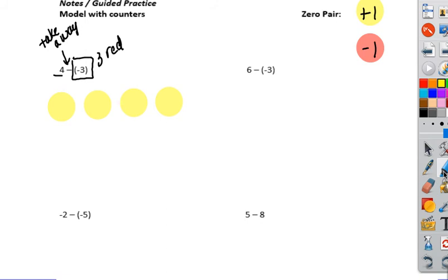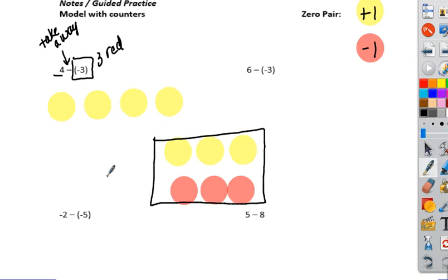Well, what typically happens is a lot of kids just want to add in the 3 reds, right? But we can't just add in problems because we want to. But what we can add in is as many 0 pairs as we need in order to take away what we need to take away. So when I add in the 3 reds that I want to take away, I'm also going to add in the 3 yellows. Okay? So again, I want to emphasize that I added in 3 0 pairs.